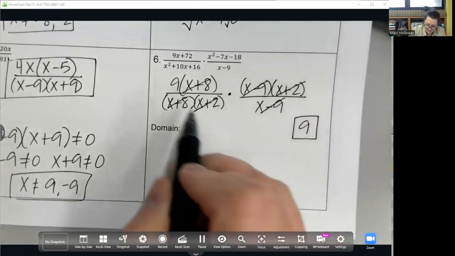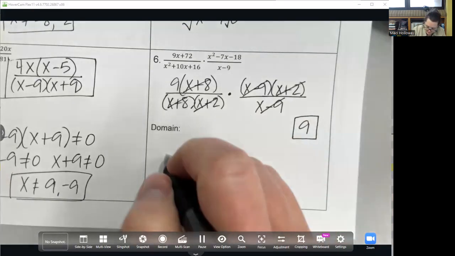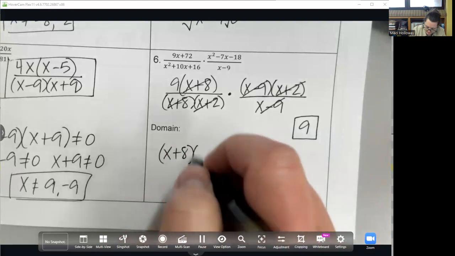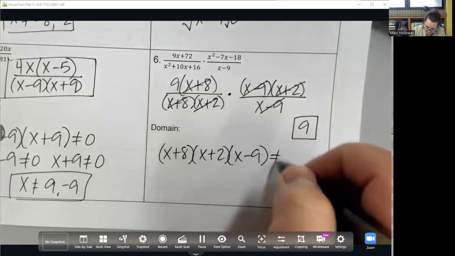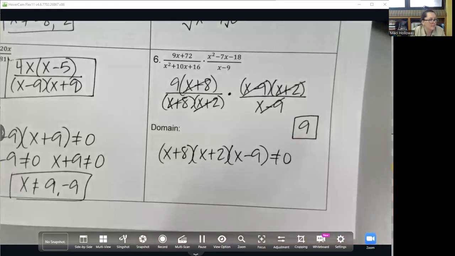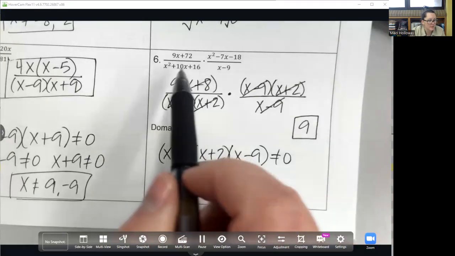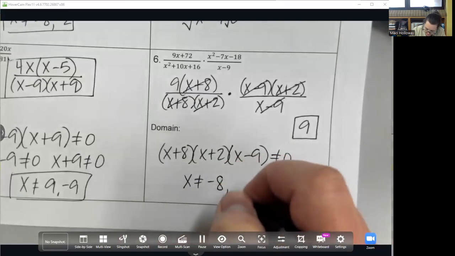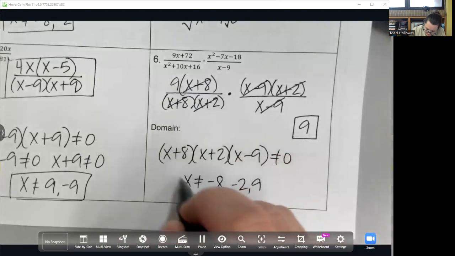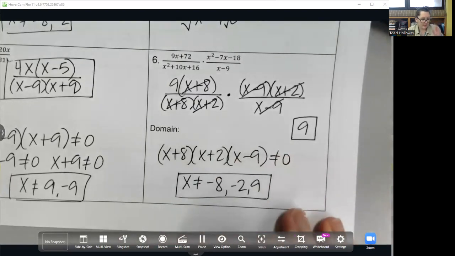All right, so our domain, think of the original denominator. So it's x plus 8, x plus 2, and x minus 9 cannot equal 0. Okay, so keep that in mind, even when you're doing operations here, it's the original denominator. So x cannot be -8, -2, and 9. For these, you do not have to do the infinity with the parentheses.